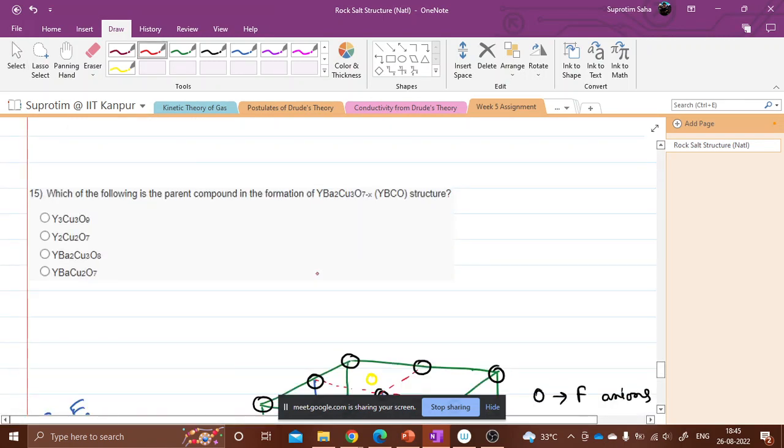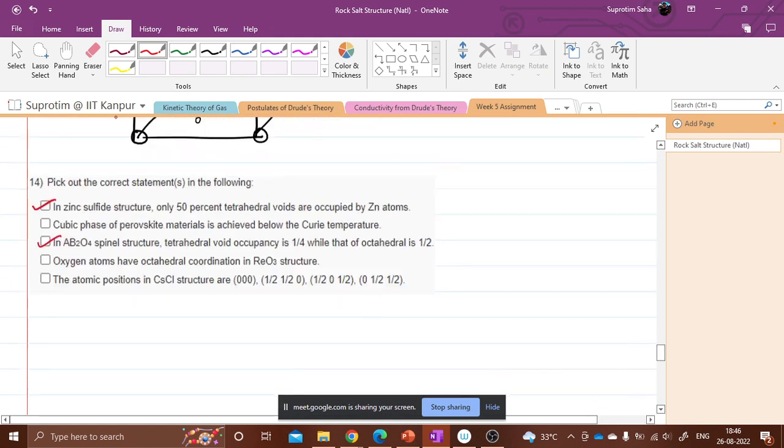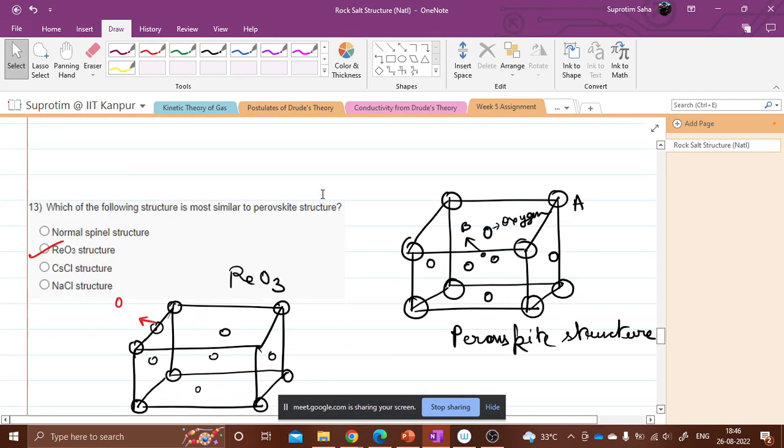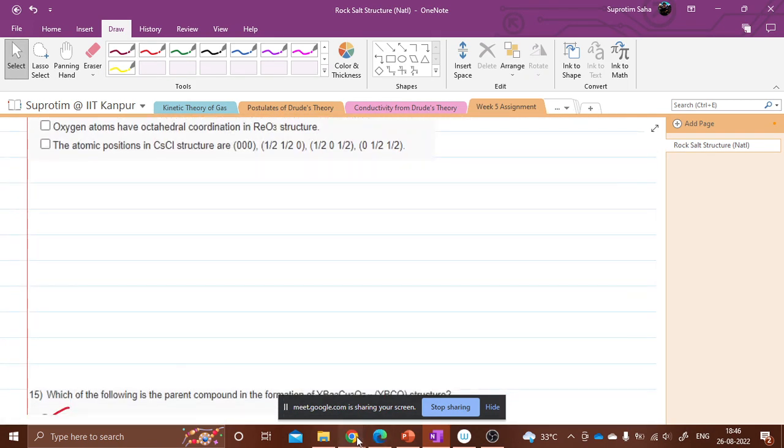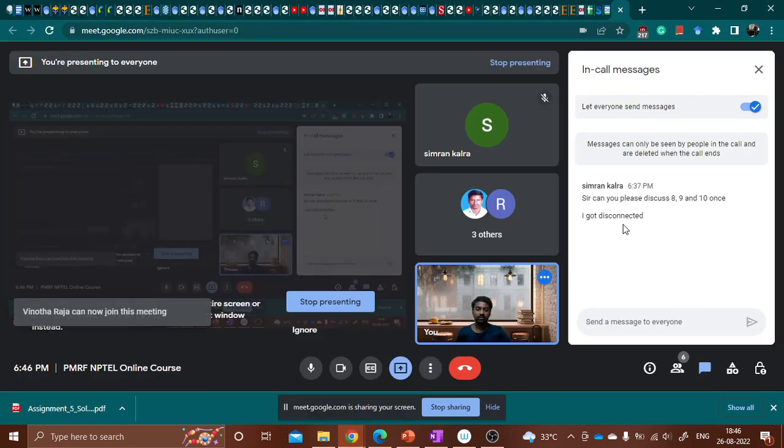Which of the following is a parent compound in the formation of YBa2Cu3O7-x? This is YBCO. So the correct option is here, Y3Cu3O9. This is a very informative sort of question. So 15 questions are done.